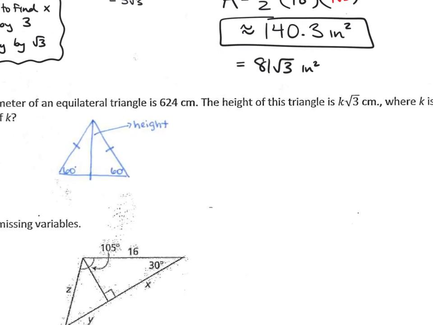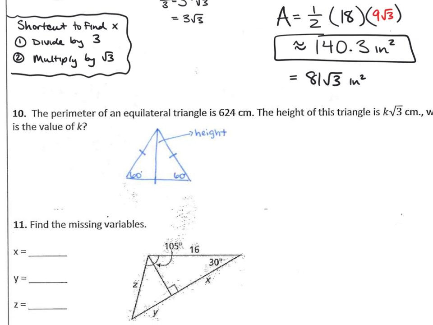Let's do another application question. This is very much like things that SAT, again, my juniors who are taking their SAT in like 3 weeks, SAT loves this kind of question. The perimeter of an equilateral triangle is 624 centimeters. The height of this triangle is k radical 3 centimeters, where k is a constant. What is the value of k?